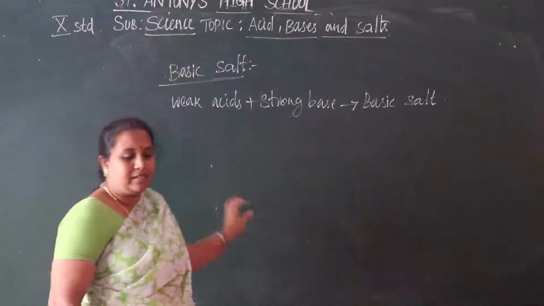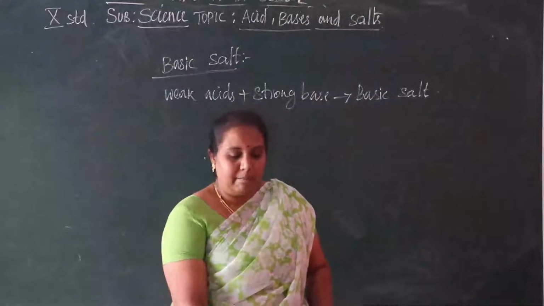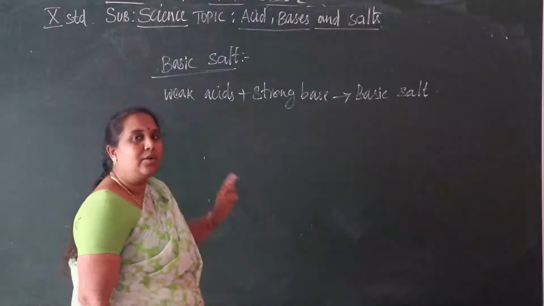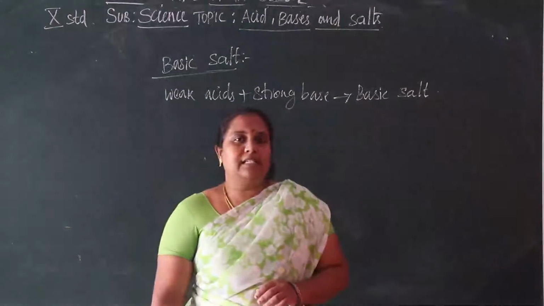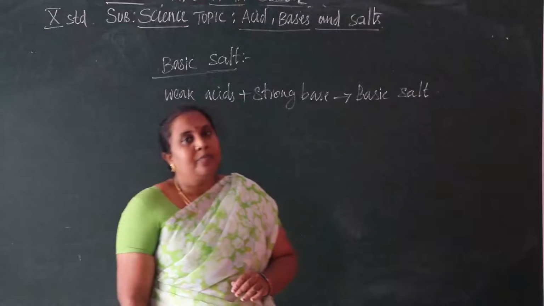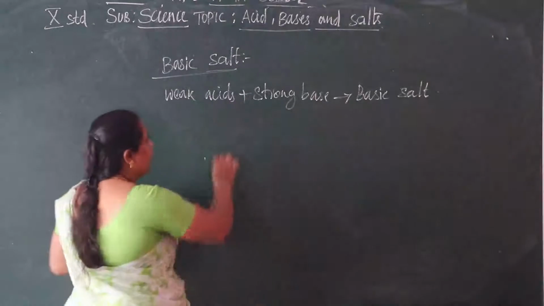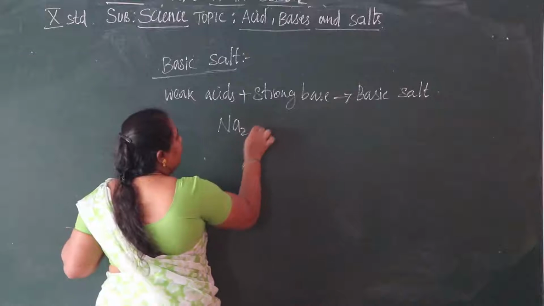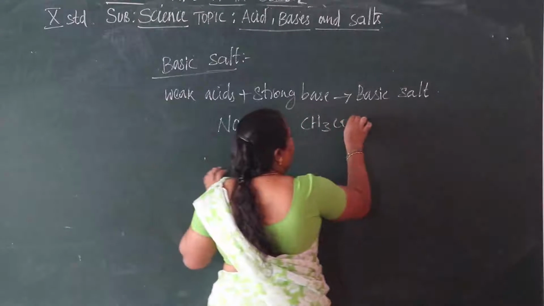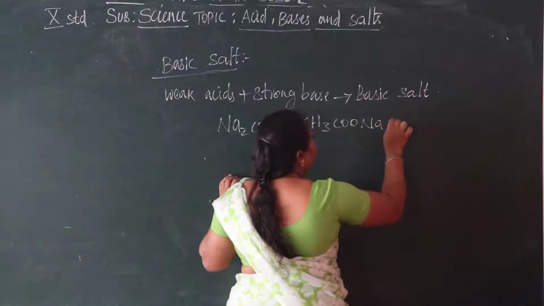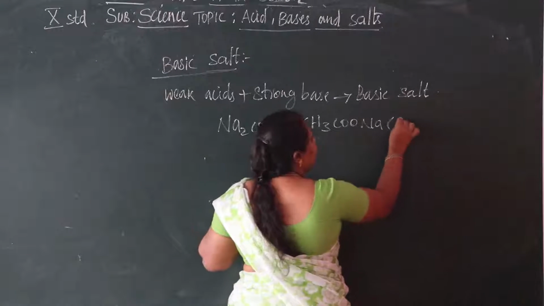So what are the examples of basic salts? Sodium carbonate and sodium acetate. These are the examples of basic salts. What are the formulas? Na2CO3 and CH3COONa, sodium acetate.